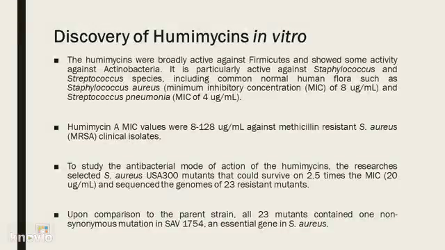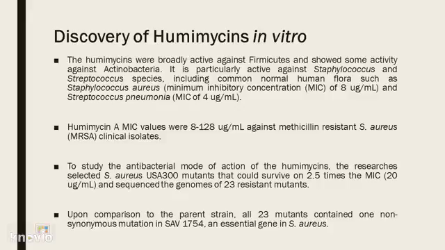Now we are going to proceed to the discovery of humimycins in vitro. The humimycins were broadly active against firmicutes and showed some activity against actinobacteria. They are particularly active against Staphylococcus and Streptococcus, including common human flora such as Staphylococcus aureus, which requires a minimum inhibitory concentration of 8 microgram per ml, and Streptococcus pneumoniae, 4 microgram per ml. Humimycin A MIC values were 8 to 128 microgram per ml against MRSA clinical isolates.